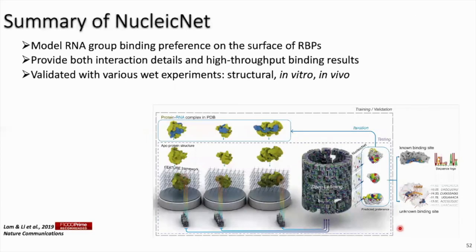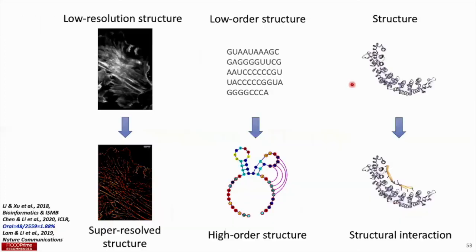So in this project, we proposed a framework which can predict the binding preference of RNA chemical groups on the protein surface, which can provide us both the interaction details and the high-throughput RNA-binding results. The prediction of our method is consistent with various wet experiments. Due to the limited time, I only introduced the in vivo experiment here. So essentially, this is the summary of our previous work related to investigating biomolecular structure and function.